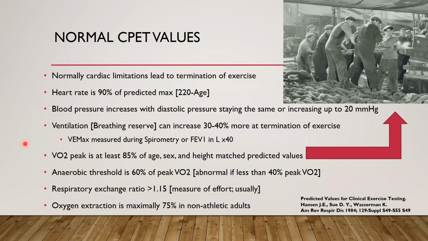They found that not a single person had an anaerobic threshold that was less than 40% of their peak VO2. So they said that's abnormal. If it's below 40%, that's abnormal.